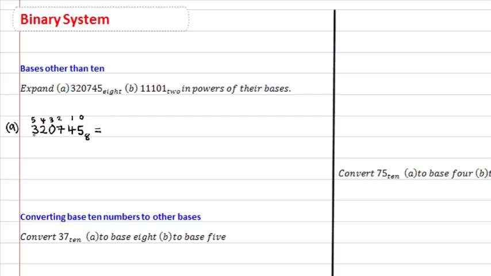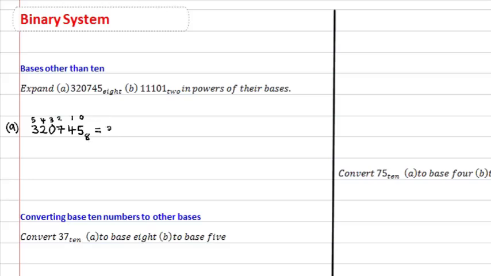Which will then be equal to 3 times 8 raised to power 5, plus 2 times 8 raised to power 4, plus 0 times 8 raised to power 3, plus 7 times 8 raised to power 2, plus 4 times 8 raised to power 1, plus 5 times 8 raised to power 0.